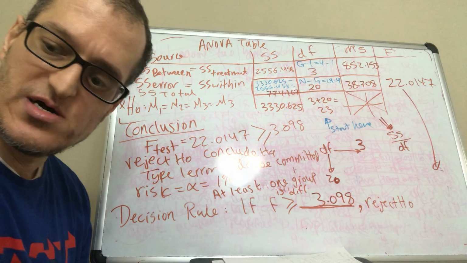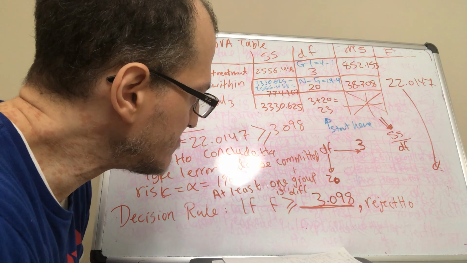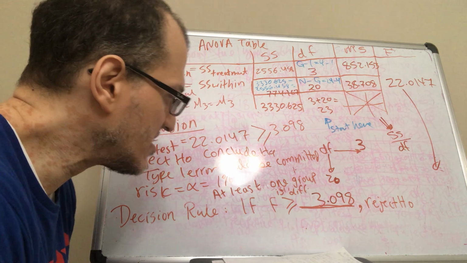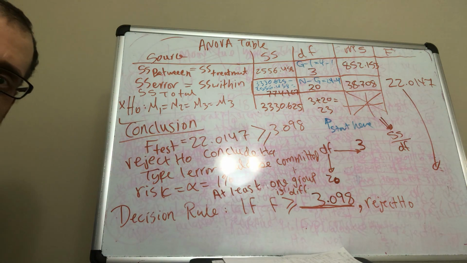This is the end of part 2. I'll stop now, and when I come back, we're going to do the ANOVA double or two-way ANOVA blocking system.